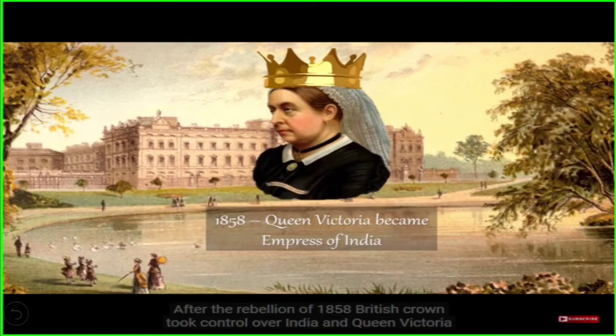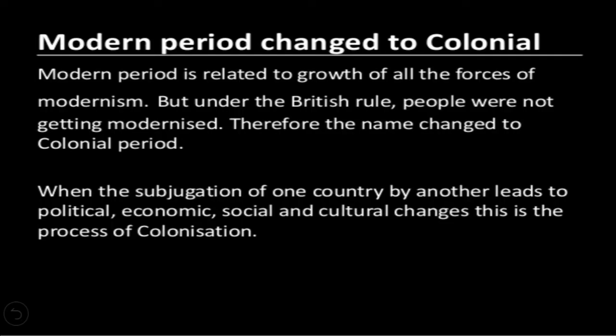Now, after the Sepoy Mutiny of 1857, in 1858, Queen Victoria became the Empress of India, and she was crowned and she took control over India, and the whole administration was under her hands only. And then the modern period changed to colonial times. The modern period is related to the growth of all the forces of modernism. But under the British rule, people were not getting modernized. Therefore, the name changed to the colonial period.